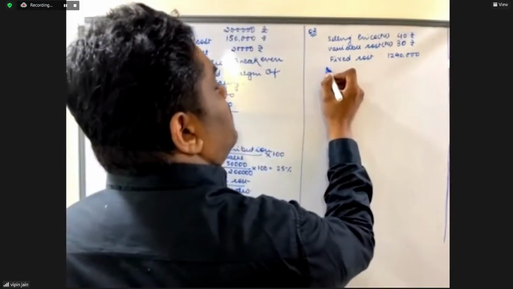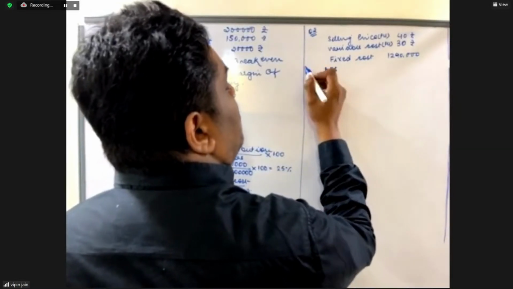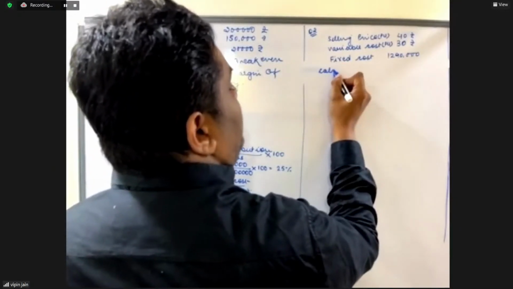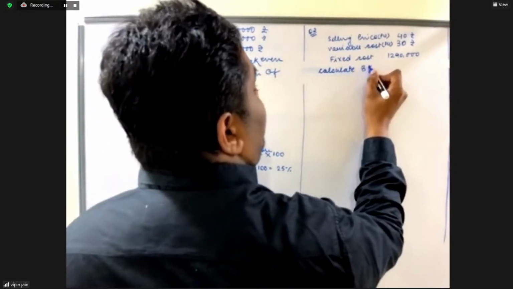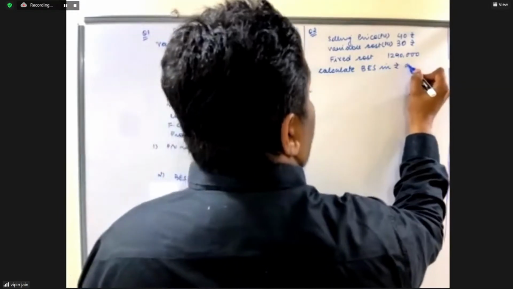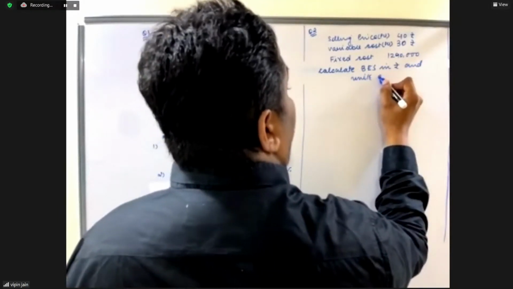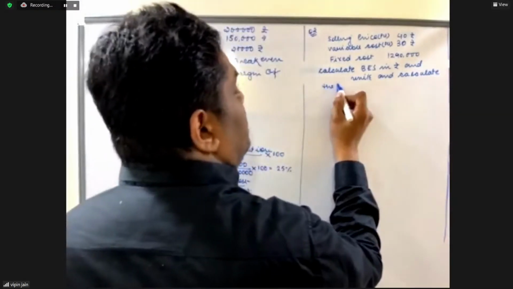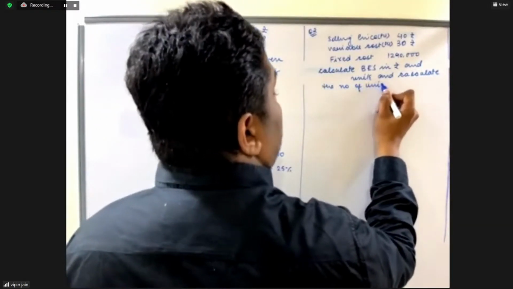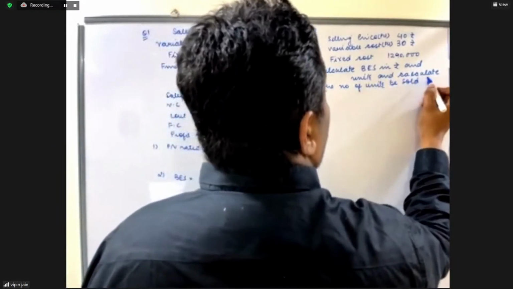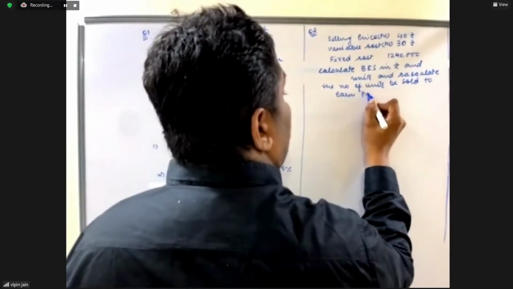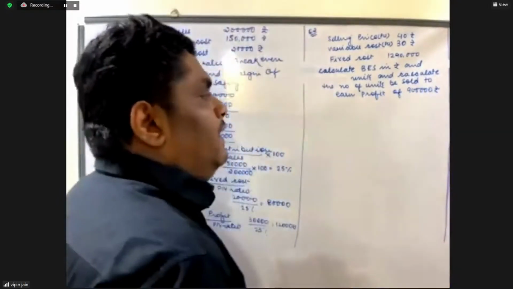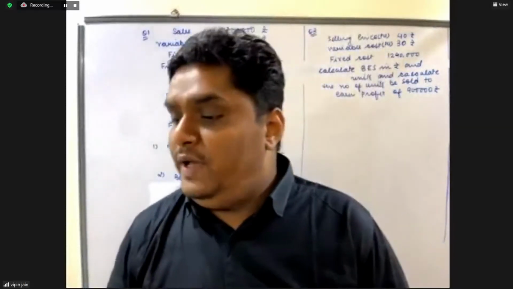You have to calculate break-even sales in rupees and units, and calculate the number of units to be sold to earn a profit of 9 lakh rupees. Calculate the number of units to be sold to earn a profit of 9 lakh rupees.